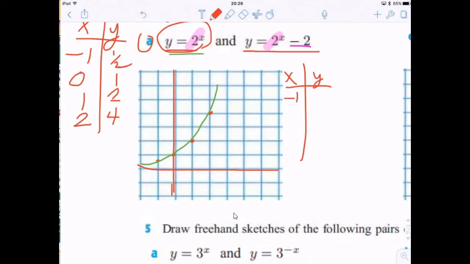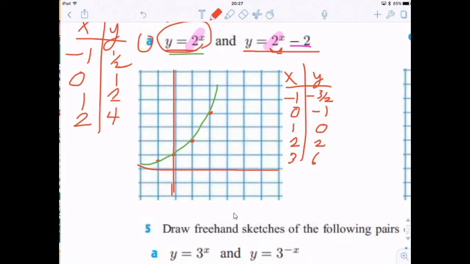So put -1 in there, it's going to give me 1/2 for the first part, then I'm going to subtract 2, so it's going to give me -3/2. If I put 0 in here, it's going to give me 2 to the 0, which is 1, minus 2 is -1. If I put in 1, it'll be 2 to the first, which is 2, minus 2, which is 0. And if I put in 2, it's going to be 2 squared, which is 4, minus 2, which is 2. If I put in 3, it's going to be 2 cubed, which is 8, minus 2, which is 6. Okay, now I'm going to graph these.